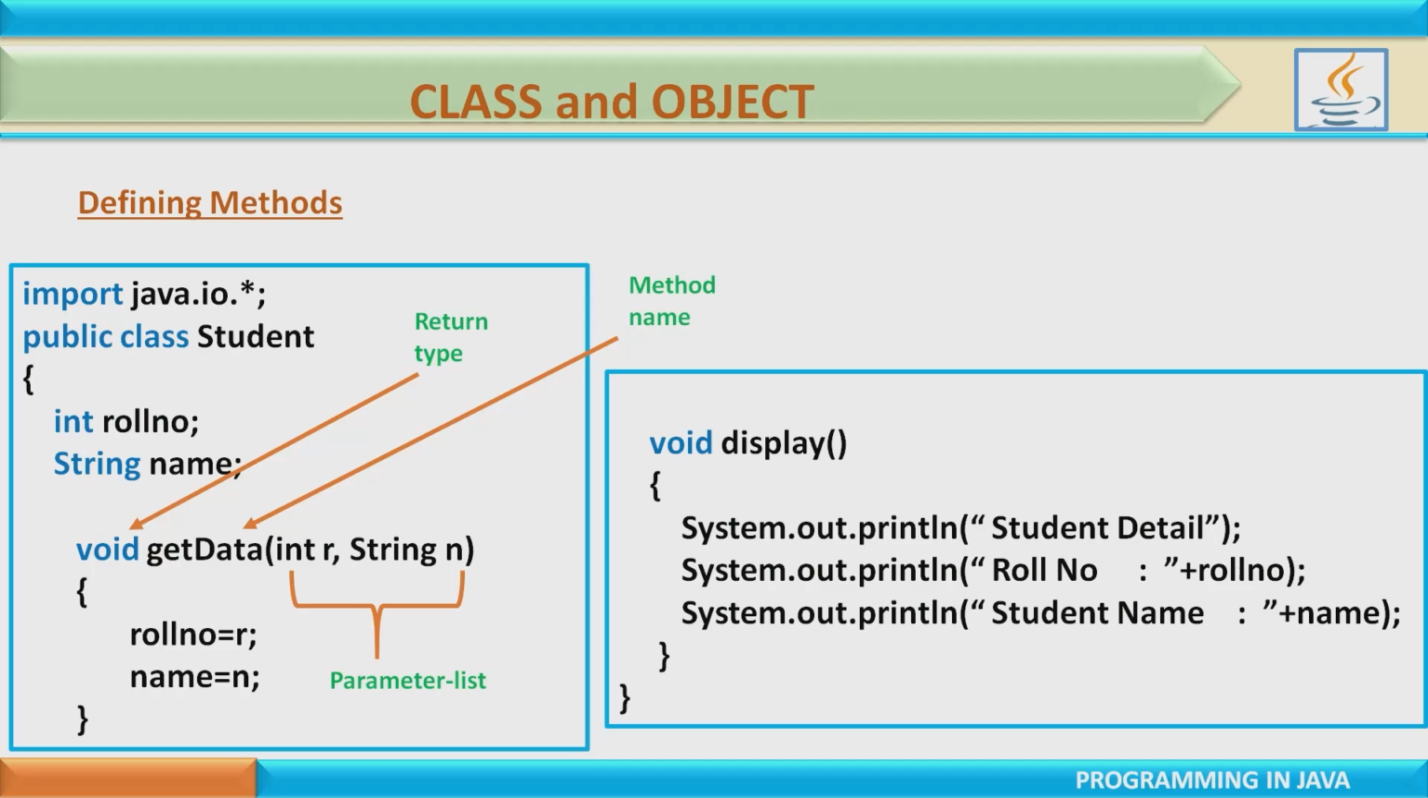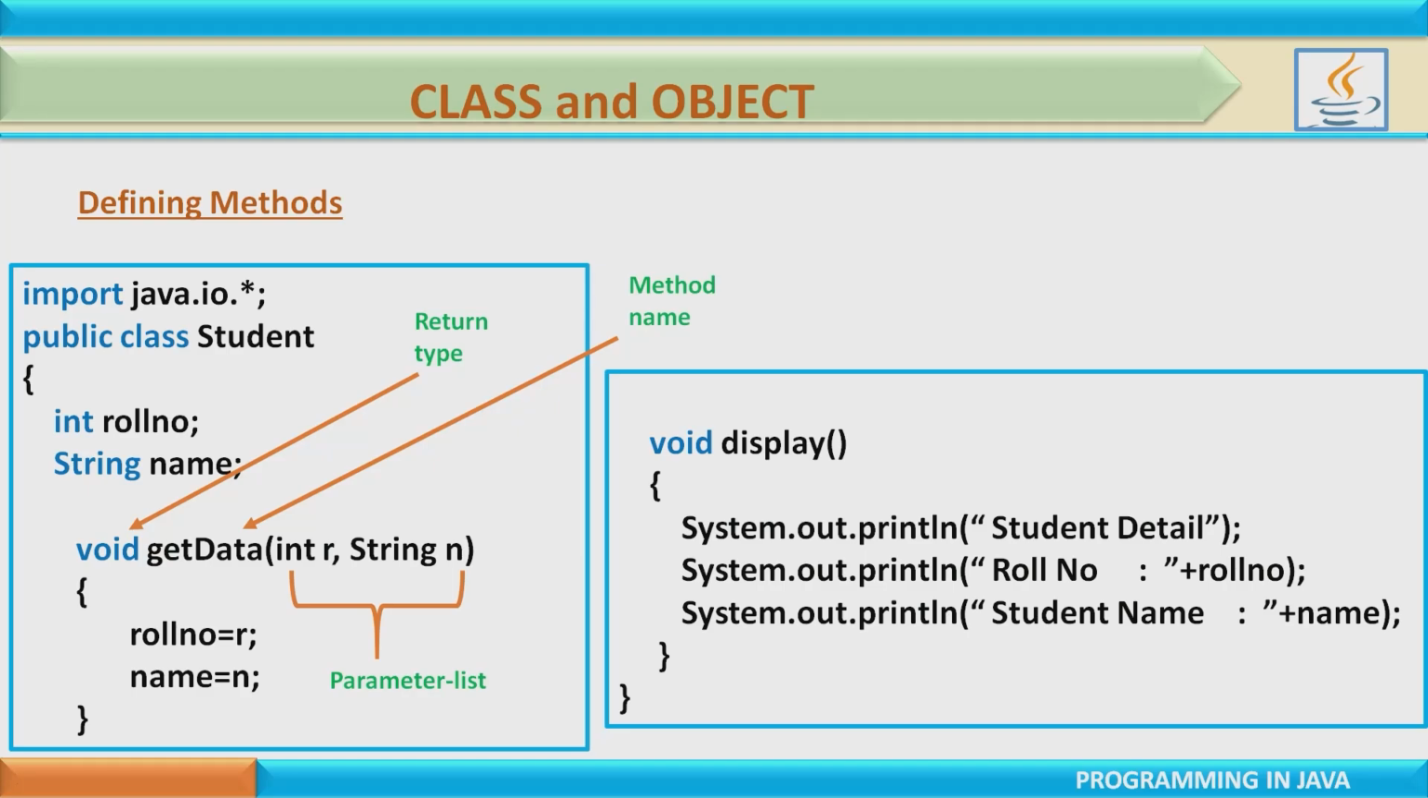Coming to the header part of getData, first we have to specify the return type. In this example, the method is not going to return any value, so we are giving void. The method name is getData. It takes two parameters. One is roll number that is going to be stored in the variable r, another one is n that is going to hold the name. This r value and n value are going to be assigned to the instance variables roll number and name.